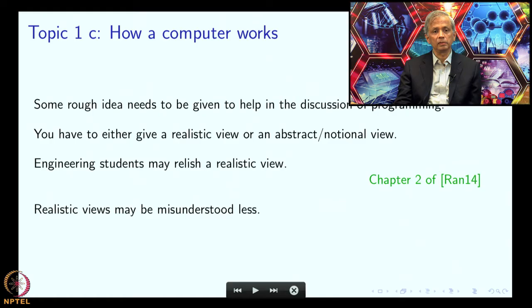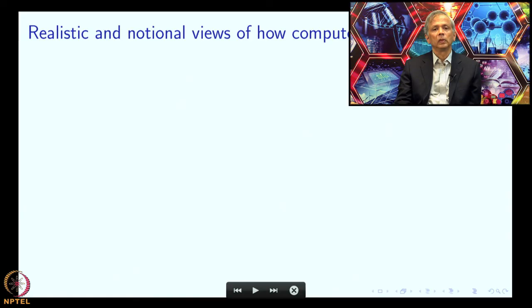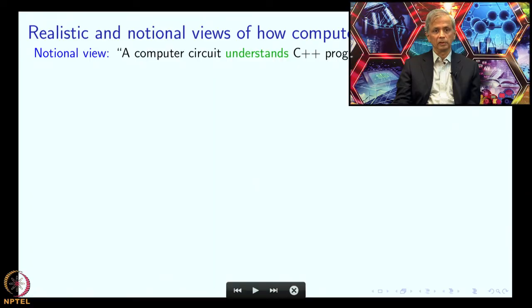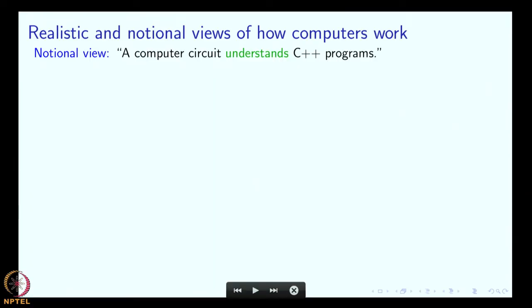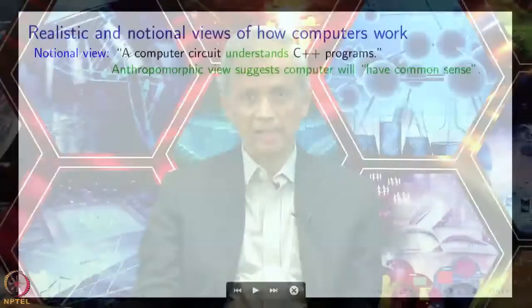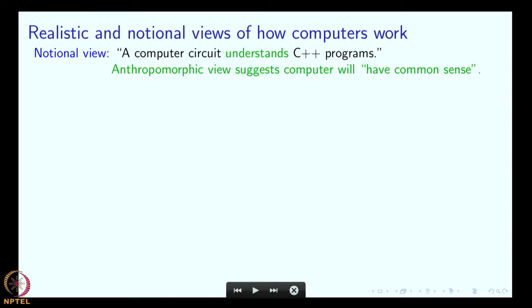If you give a realistic view, the chance of misunderstanding it is less. Okay, so how do computers work? So a notional view could be that a computer circuit understands C++ programs. The difficulty with this is that students now tend to think of computers as human beings, and they associate human attributes with computers. Human beings have common sense, so they start thinking that computers have common sense. So you have to be very careful with notional views.